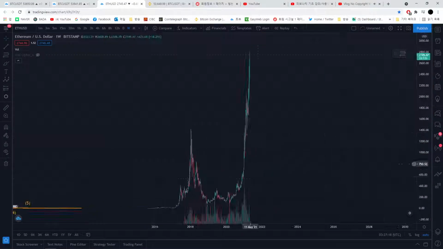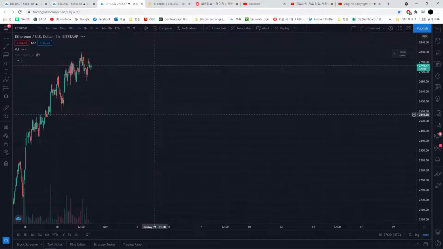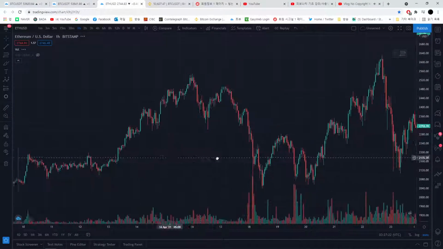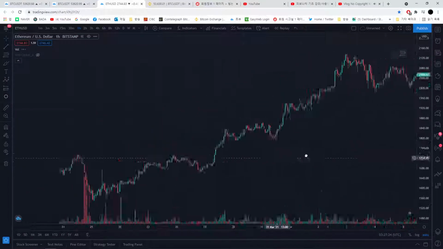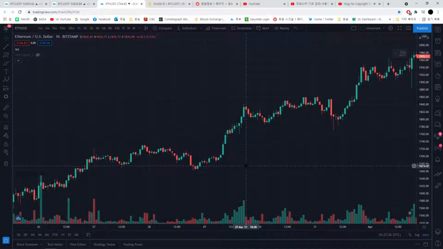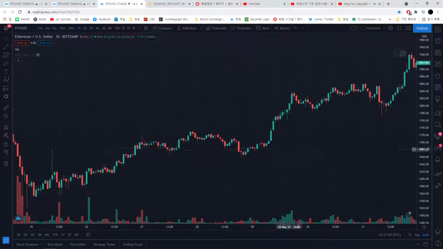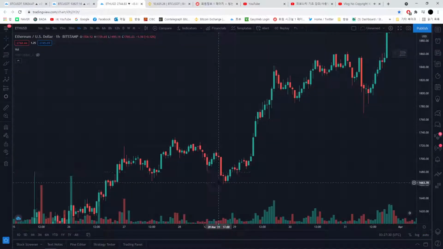If you go to, this is Ethereum, let's go to 1 hour time frame, see if we can find an impulse. Okay, that looks like an impulse. So if that was an impulse, let's see. Let's go to 30 minutes.